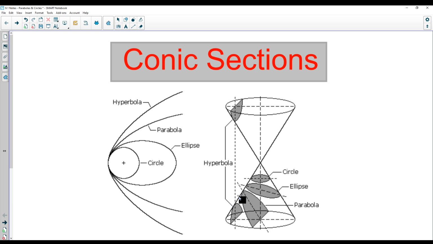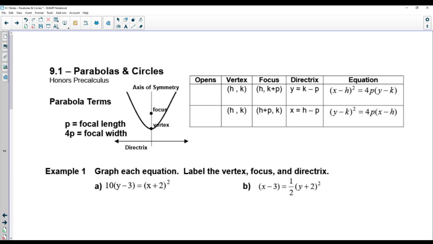Today, we will look at parabolas. So let us begin. Parabolas take a shape like this, a parabolic shape, as you know it.